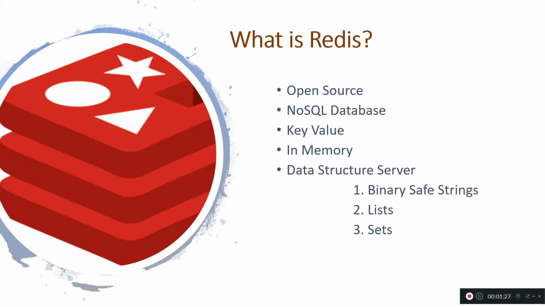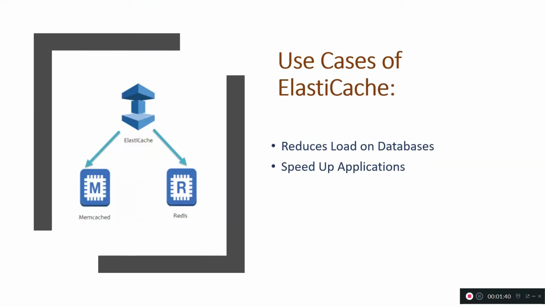It is also completely in memory, which means it is very fast. It is a data structure server. Some of the structures it provides are binary safe strings, lists, and sets. Now let's move to the use cases of ElastiCache.